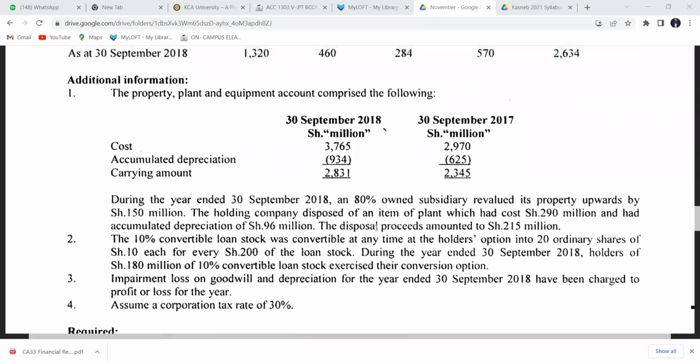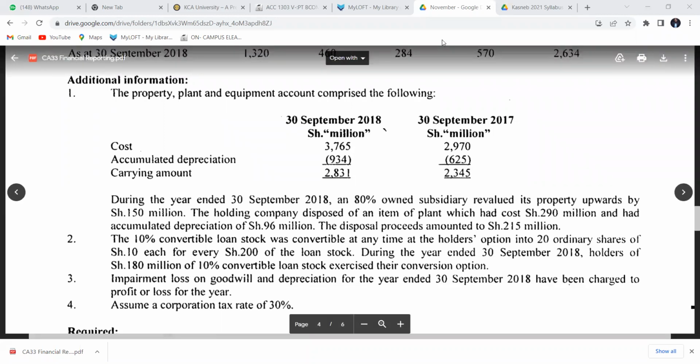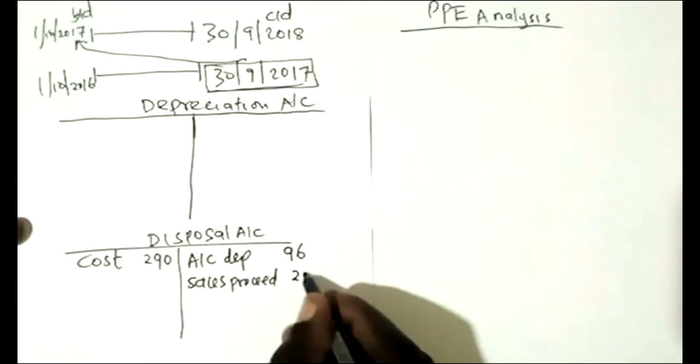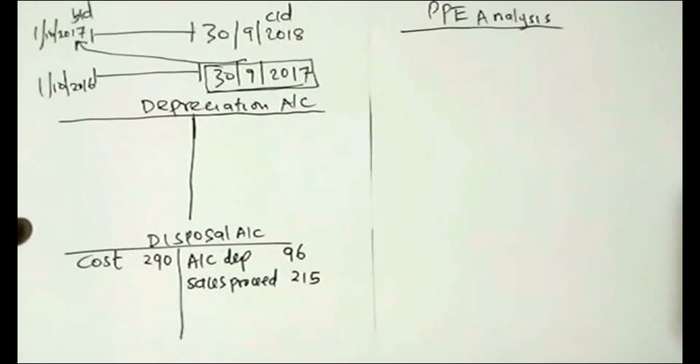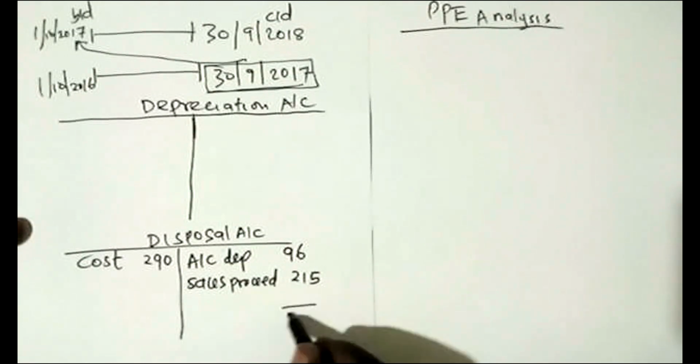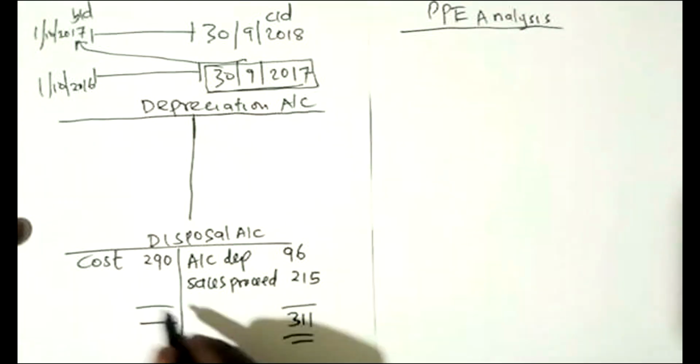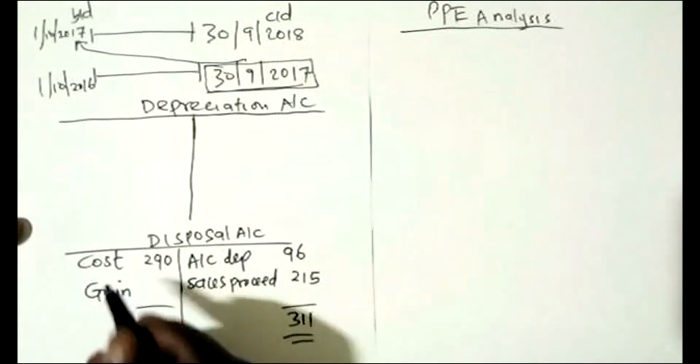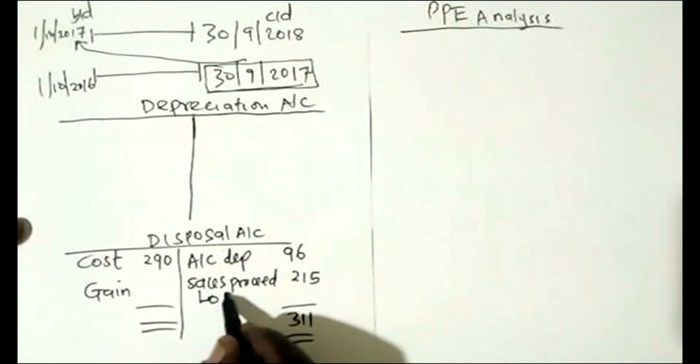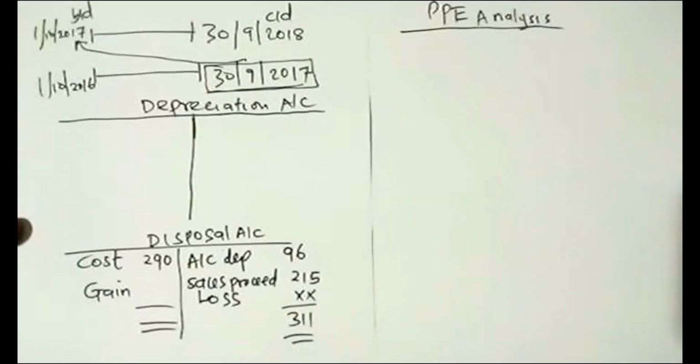And we have sales proceeds. The disposal proceeds amounted to 215. So the balancing figure there is 96 plus 215, that is 311, which means that there is a gain. There is a gain on disposal here. If it's a loss, you could have recorded it here. But now, since the balancing figure is on the debits, it's a gain of 21. Gain on disposal.